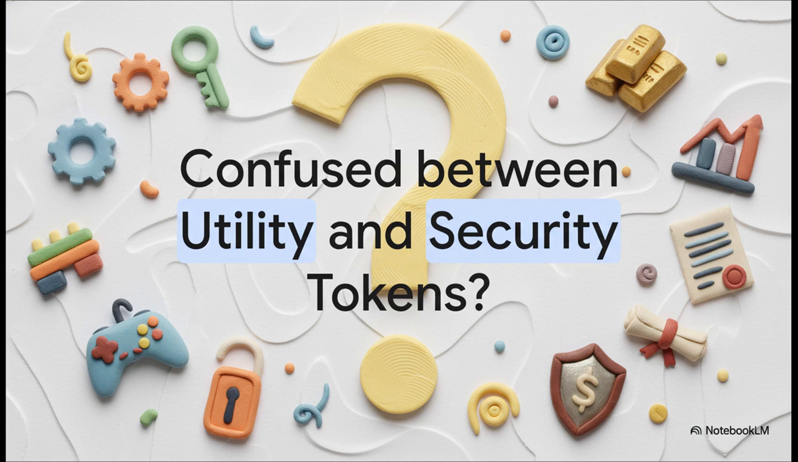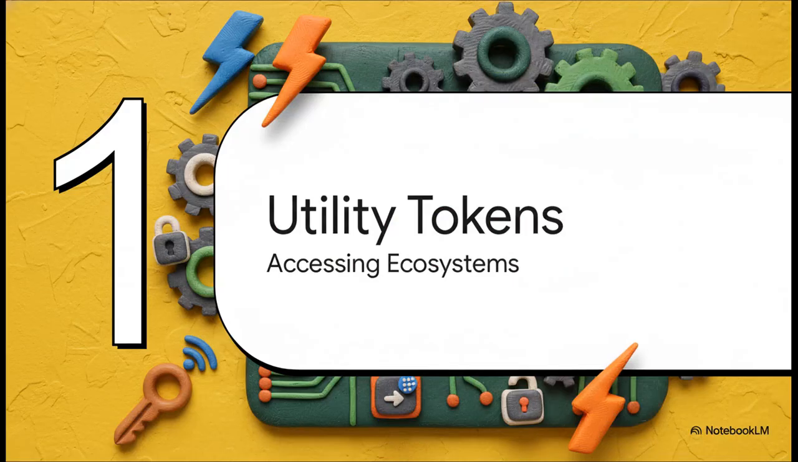But here's the thing, grasping this distinction is the absolute master key to navigating the crypto world smarter. Because once you know what a token is actually built to do, you can instantly decode the purpose of a project, the intent of the developers, and what you're actually holding in your digital wallet. All right, let's jump right into Section 1, Utility Tokens Explained, and how they help you access the ecosystem.